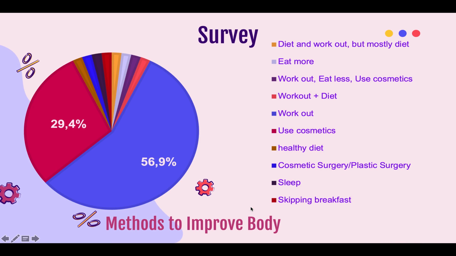They also gave some methods that they are using or used to improve their current body state. About 56.9% believe that working out is their choice. 29.4% use cosmetics daily, and the remaining 13.7% includes diet, cosmetics, surgery, or sleep. In short, there are many methods to help us have a perfect body. However, we need to be aware of the effect of Instagram on body image to choose a suitable method for ourselves.